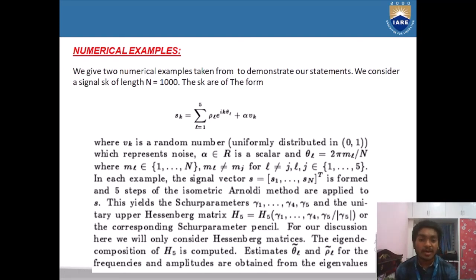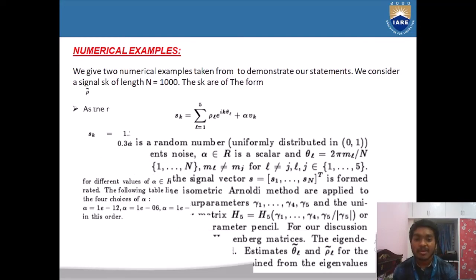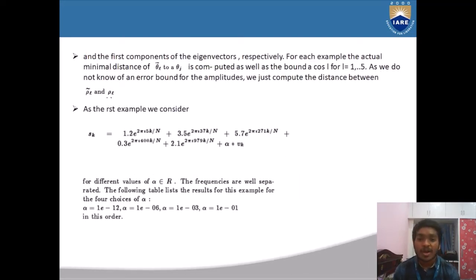This gives estimates theta_l bar and rho_l bar, the frequencies and the amplitudes. The amplitudes are obtained from the first components of the eigenvectors. For each example we compute the minimal distance of theta_l to theta_j, as well as the bound arccos, for i equal to 1 to 5. As we do not know of an error bound for the amplitudes, we just compute the distance between rho_l bar and rho_l.